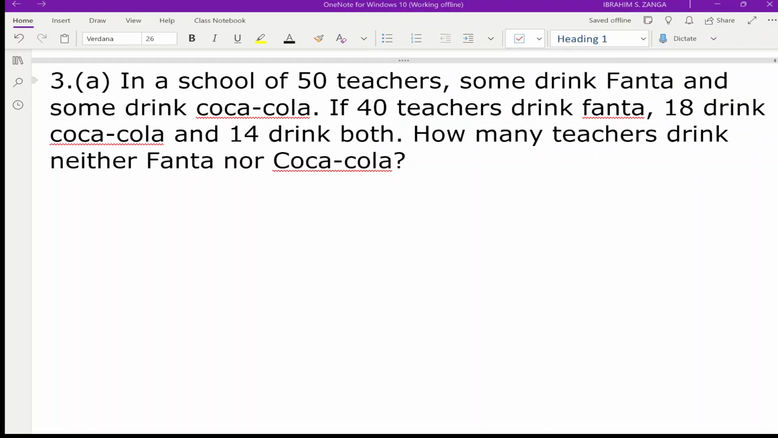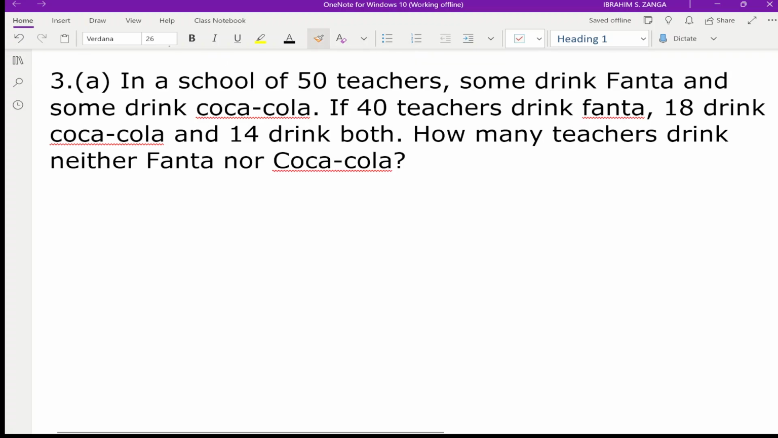So let us dive into the questions now. So the first question, dear students, as I said, actually serves as question number 3. In a school of 50 teachers, some drink Fanta and some drink Coca-Cola. If 40 teachers drink Fanta, 18 drink Coca-Cola and 14 drink both, how many teachers drink neither Fanta nor Coca-Cola?